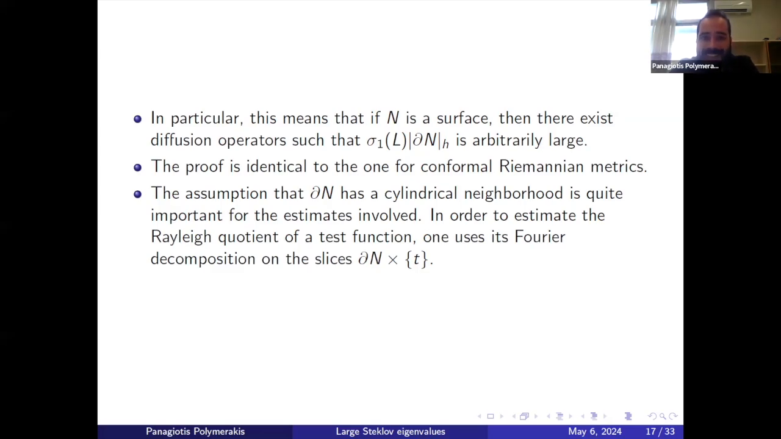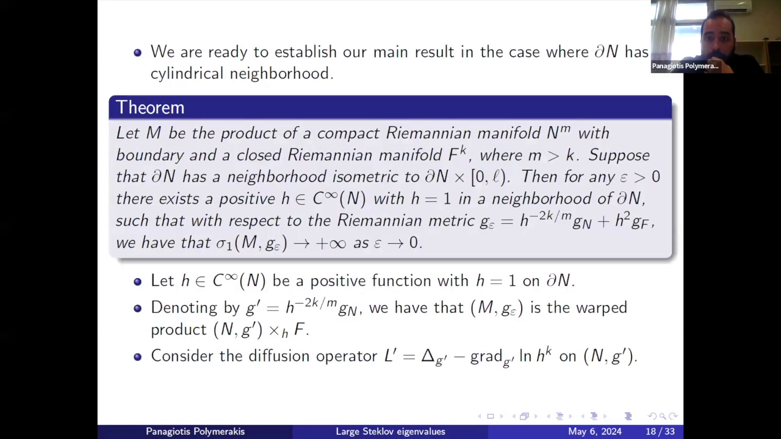So we won't really discuss this in detail. It's worth pointing out that the assumption that the boundary has a cylindrical neighborhood is quite important for the estimates involved to establish this. Namely, in order to estimate the energy of an arbitrary test function, one uses its Fourier decomposition on the slices of the boundary in that cylindrical neighborhood. And from this, we're able, modulo some technical details, to establish our main result in the case where the boundary of the base manifold has a cylinder.